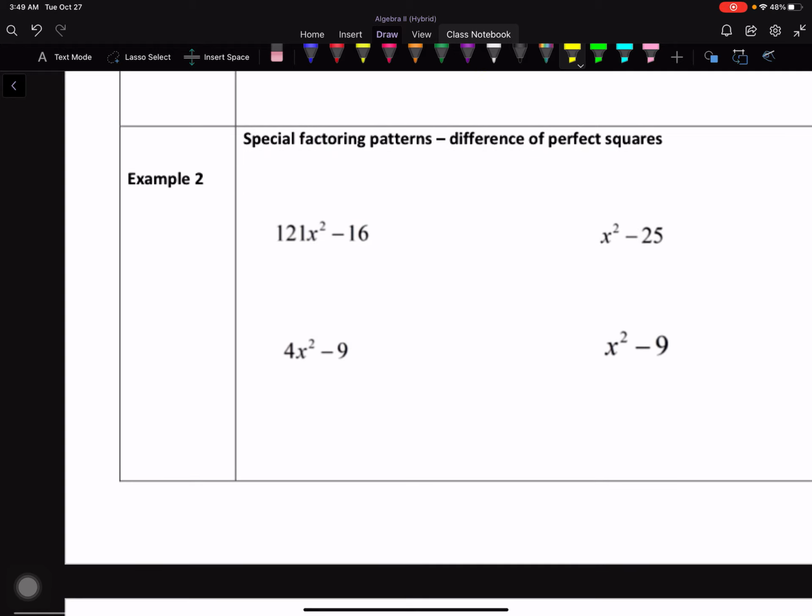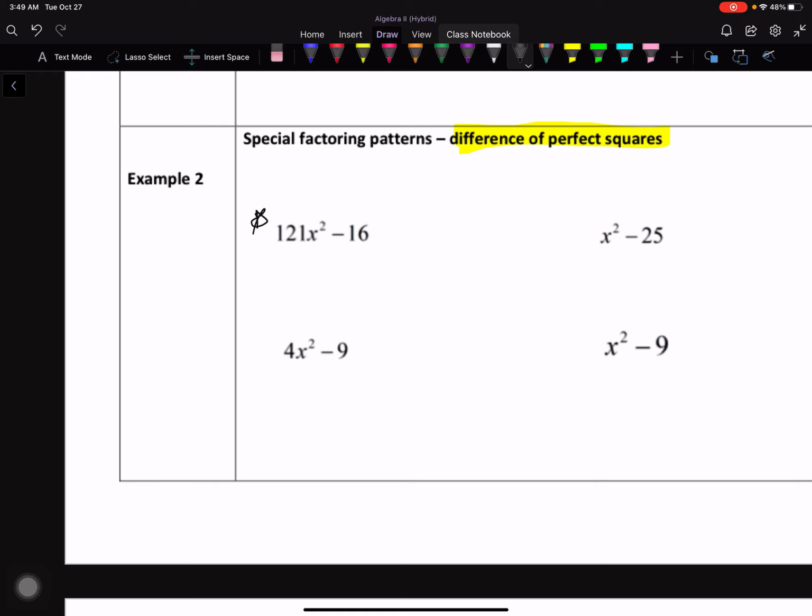The other thing I want to get into first before we talk about solving is special patterns. So this one's called the difference of perfect squares. The key here is you have to subtract 2 perfect squares. You also have to know what perfect squares are. So you see a situation like this: 121x squared is a perfect square. 16 is a perfect square. And we just happen to be subtracting those two.